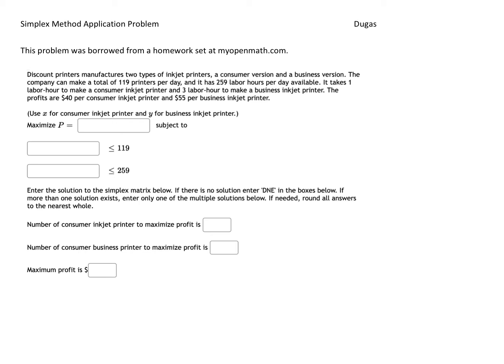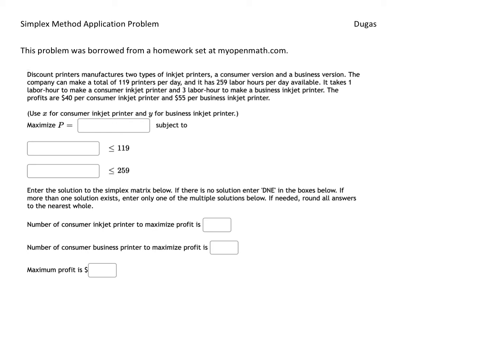If we first read the problem, we have Discount Printers manufactures 2 types of inkjet printers, a consumer version and a business version. The company can make a total of 119 printers per day, and it has 259 labor hours per day available. It takes 1 labor hour to make a consumer inkjet printer and 3 labor hours to make a business inkjet printer. Profits are $40 per consumer inkjet printer and $55 per business inkjet printer. Okay, so a lot of information there.